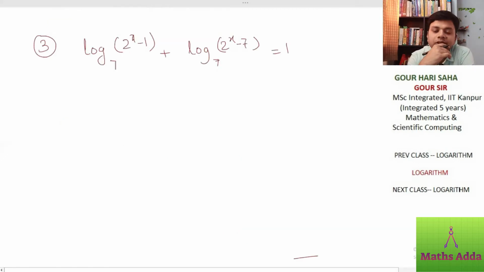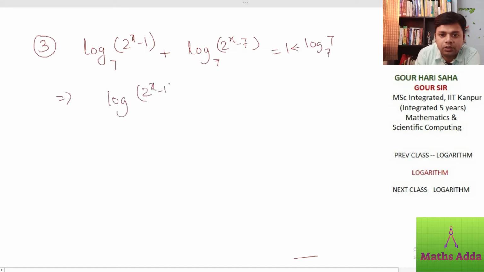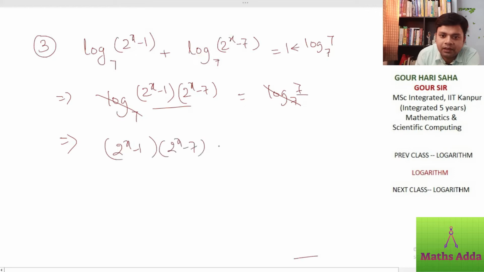Let's move ahead. Solve these questions. Log of this base 7, that's good. So what I will be doing, I will be converting this to log of 7 base 7, right? So left hand side it is log of (2 to the power x minus 1) into (2 to the power x minus 7) base 7, and right hand side it is log of 7 base 7. So this will cancel. Don't say cancel, I'm just doing it. Log of x base a is equal to log of y base a, so x is equal to y. So (2 to the power x minus 1) into (2 to the power x minus 7) is equal to 7.